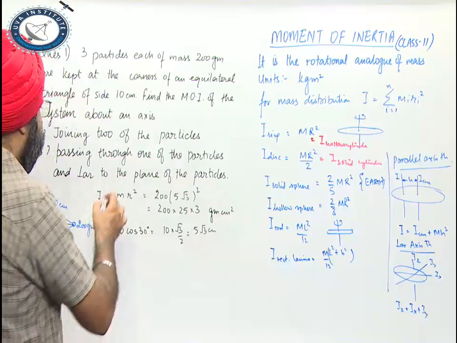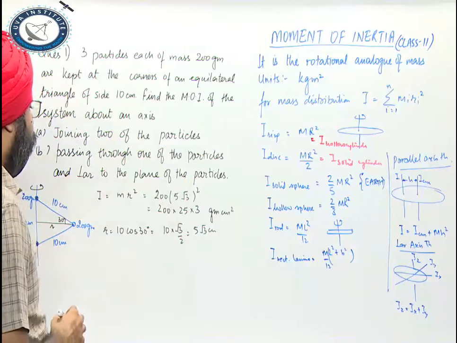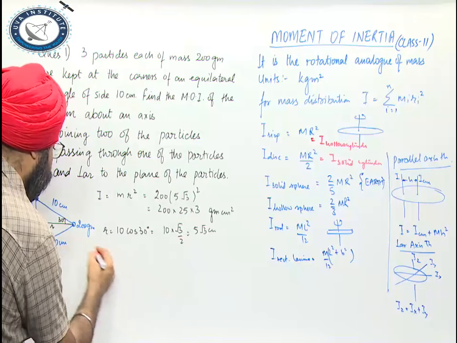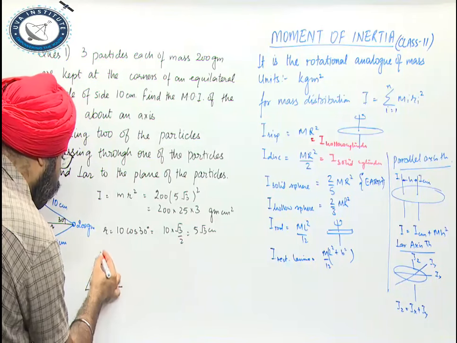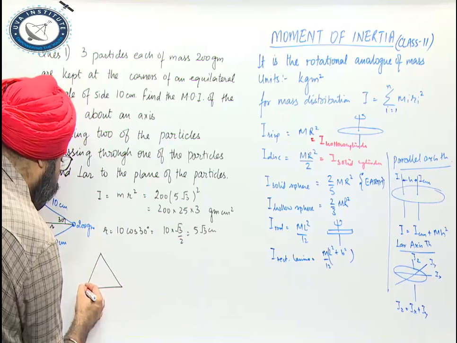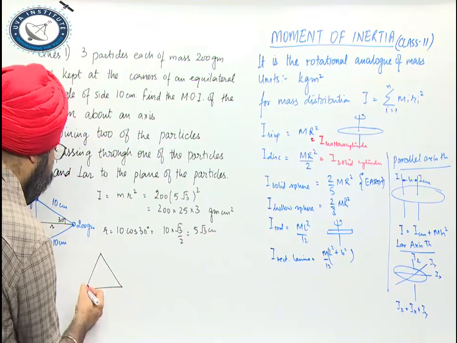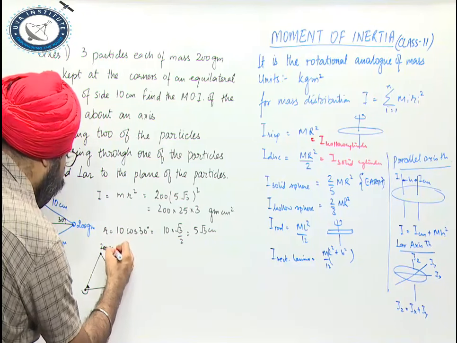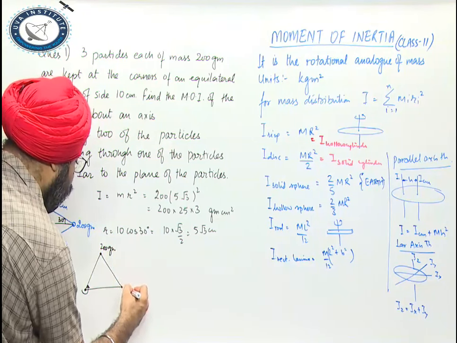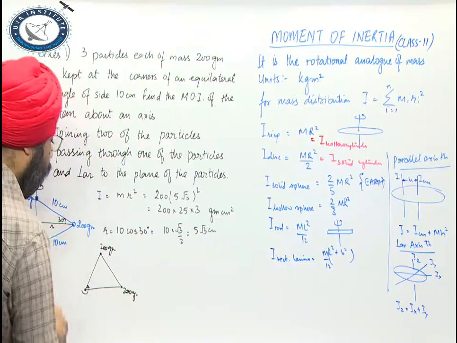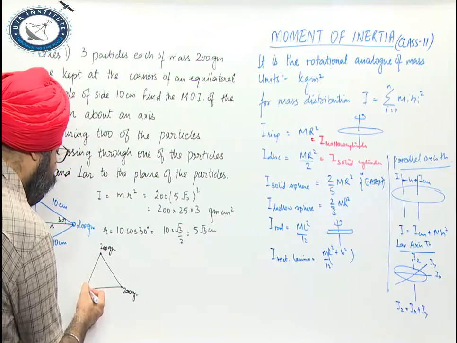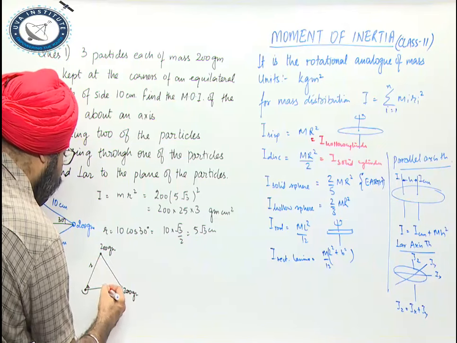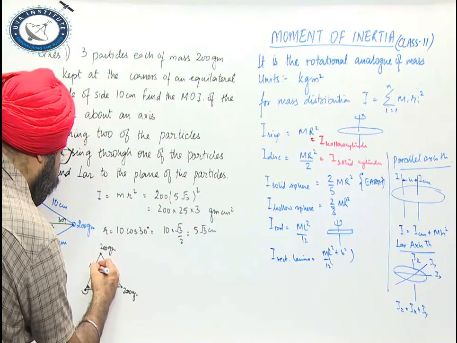In the second case, the axis is passing through one of the particles and perpendicular to the plane of the particles. Like in this case, let us say these are the 3 particles and this is my axis. So there is a moment of inertia of this 200 gram and of this 200 gram. Of this particle we don't have any moment of inertia because this particle is lying on the axis. So perpendicular distance is r. In this case, r is equal to 10 centimeter.